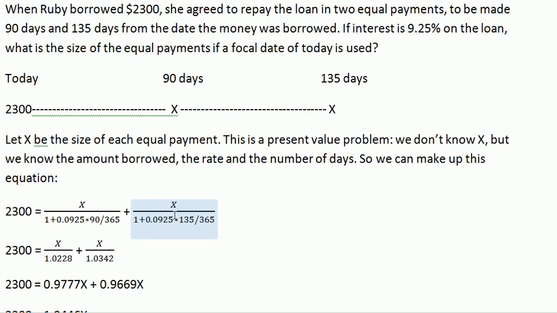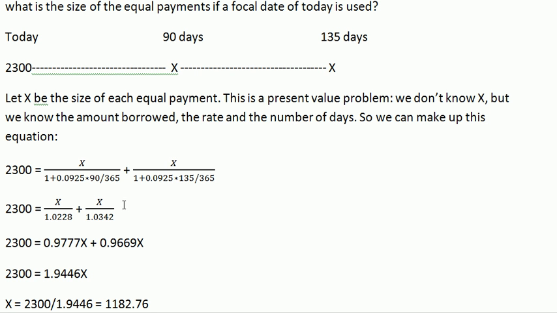So we set as our P, we know what P is, we know that P is 2,300. We know that it's going to be two payments, so we know that the future value of each payment is going to be X and X. The equations on the right hand side, the two terms are the same except for the number of days. 1 plus the interest rate times 90 over 365, and the same but 135 over 365.